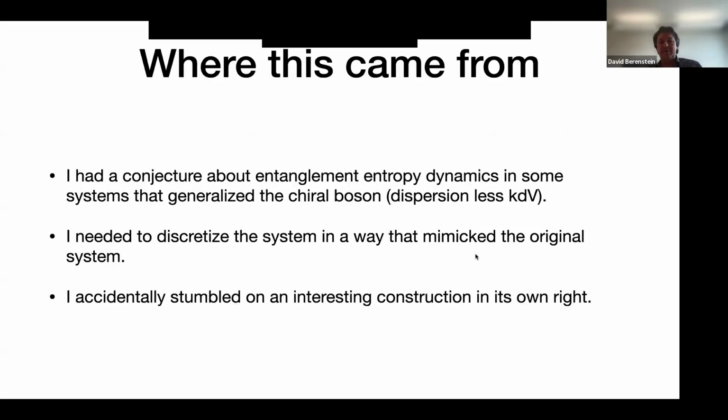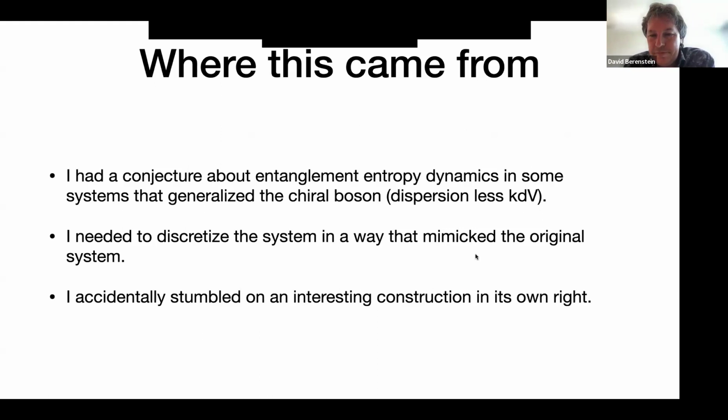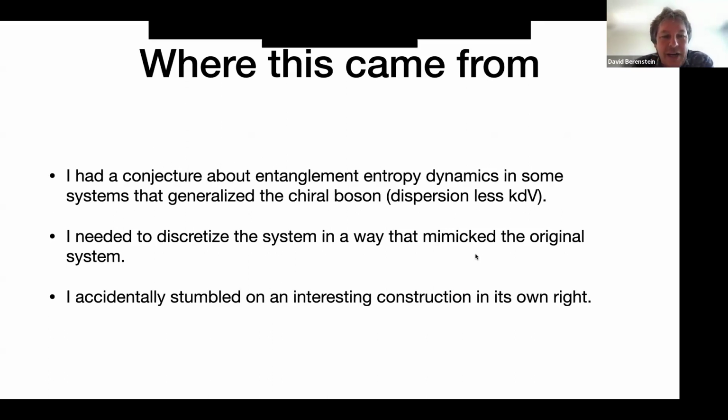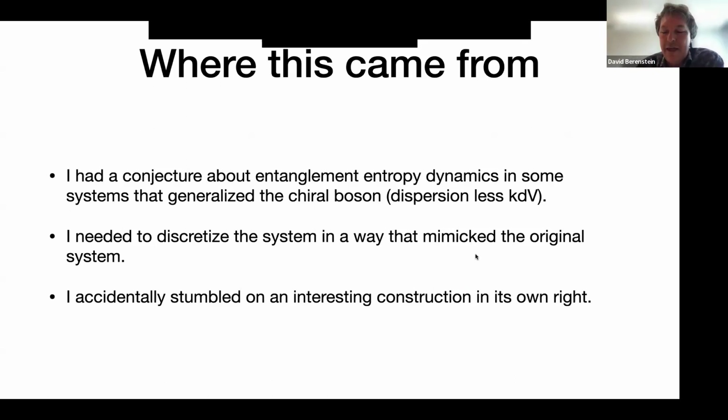Where this came from is I had a conjecture about entanglement entropy in some systems that generalize the chiral boson, and I needed to do numerics, so I needed to find some discretized version of the chiral boson. The whole computation of the entanglement entropy fell through, but the discretization was interesting in its own right, and this is what came out of that.